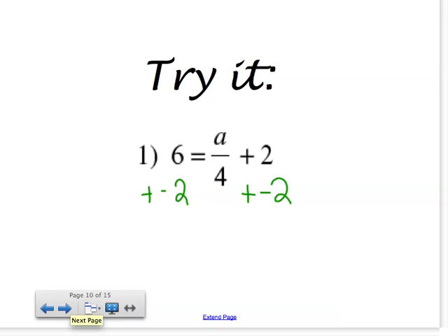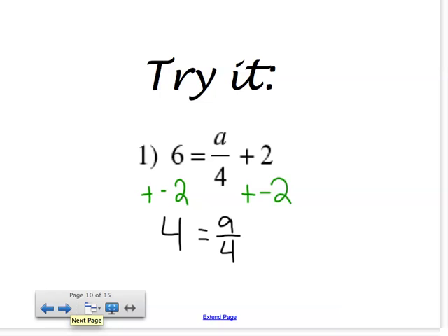Okay, so now we're left with just a over 4 on the left side of the equation, and then 6 plus -2. Okay, the signs are different, so we subtract. 6 minus 2 is 4. 6 has a larger absolute value, so our answer will be 4.